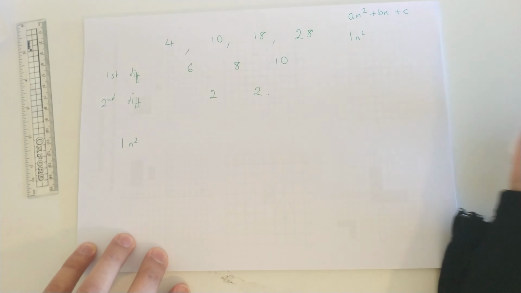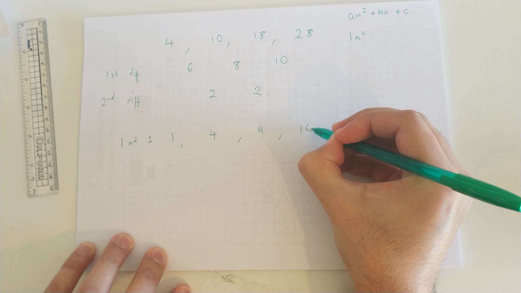Okay, so we know it's 1n squared. So at this point, you'd say, what does the sequence 1n squared look like? Well, it looks like 1. 2 squared is going to be 4. 3 squared is going to be 9. And 4 squared is going to be 16.